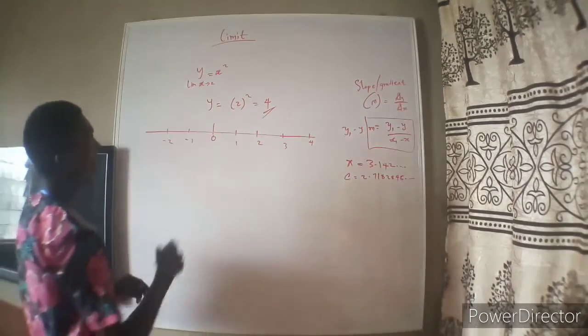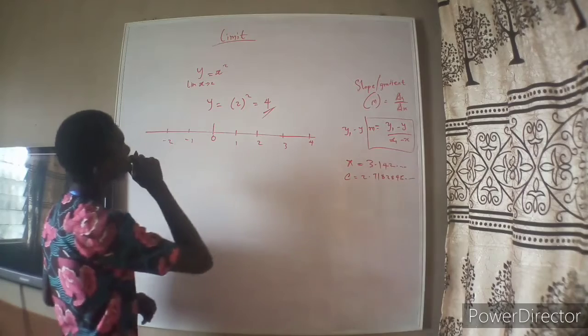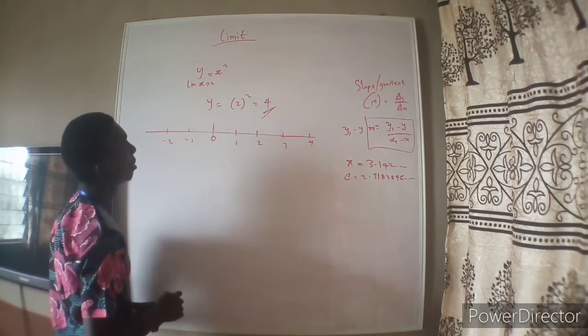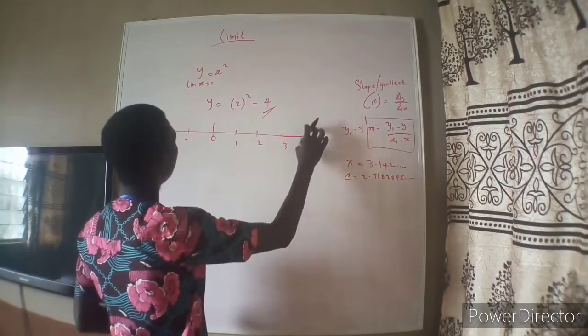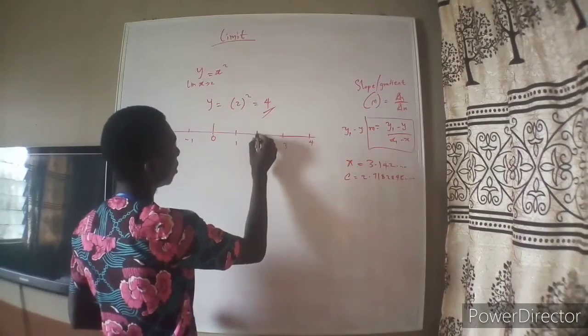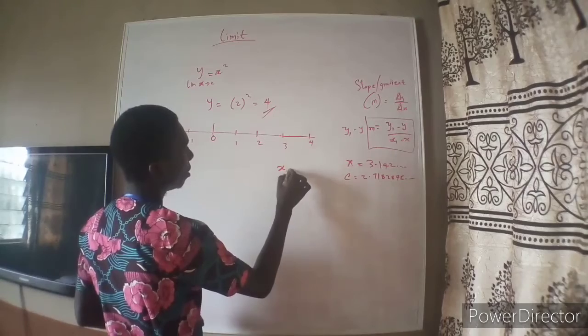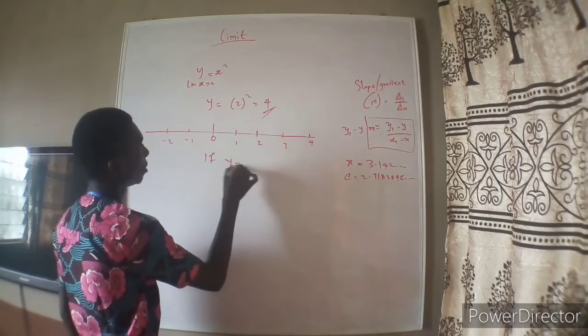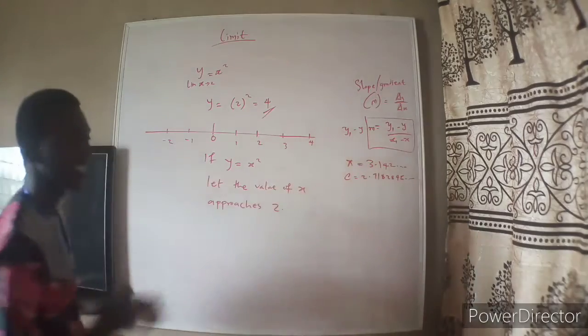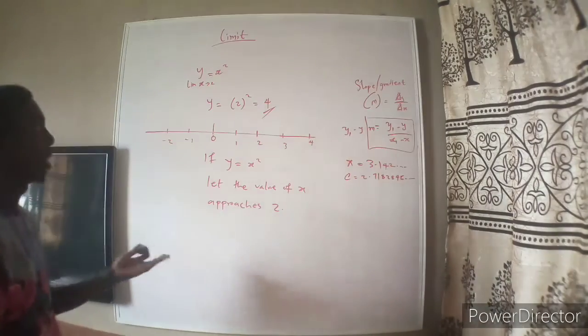Now the point is this. I said, if y is equal to x squared, let the value of my x tend to 2. That is, let the value of x approach 2. The question is, if y is equal to x squared and x tends to 2, what will happen?